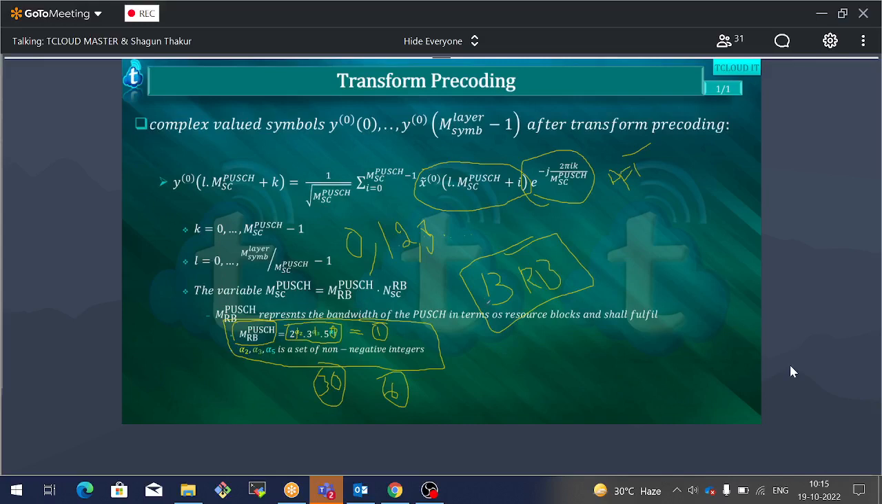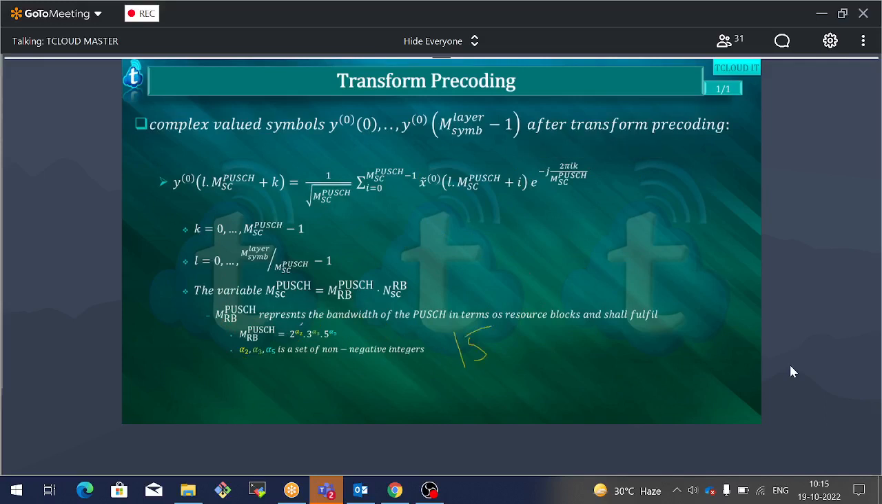Yeah, so go ahead. So that means we are not able to allocate an odd number of RBs in case of PUSCH? No, it is not about odd. 15 you can allocate, right? For example, substitute 0 in alpha 2 and 1 and 1, 3 into 5, 15. It is about the number that you can reach by substituting and keeping some powers here. That's it.